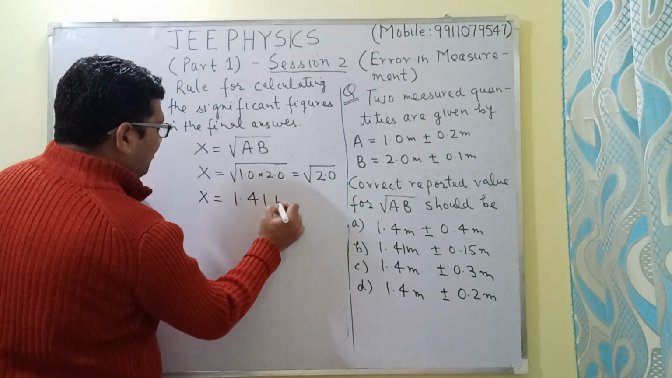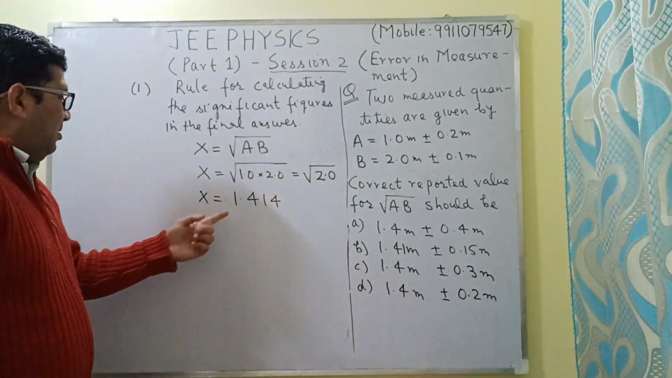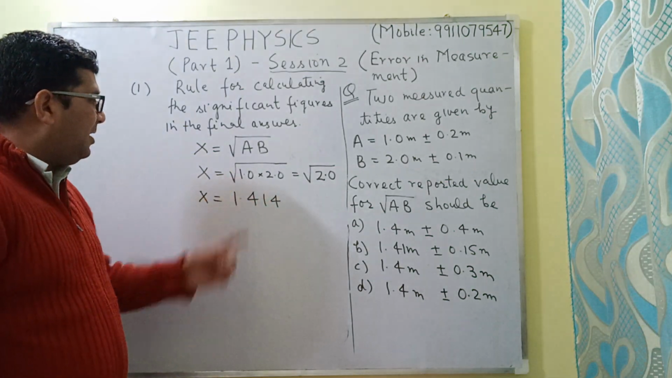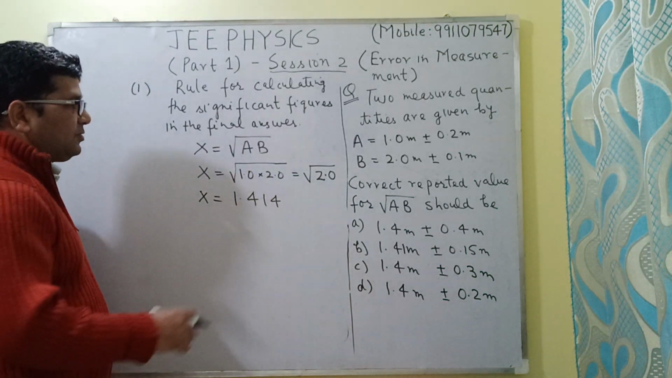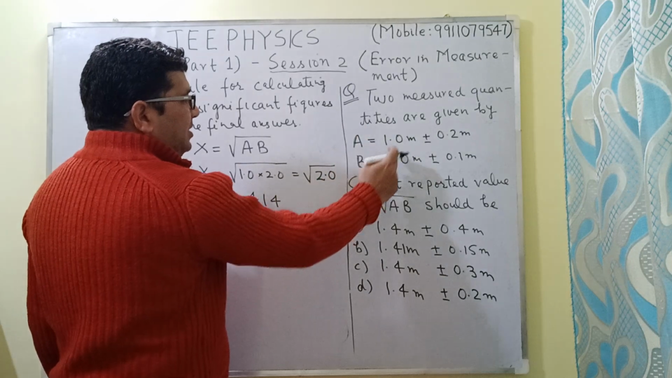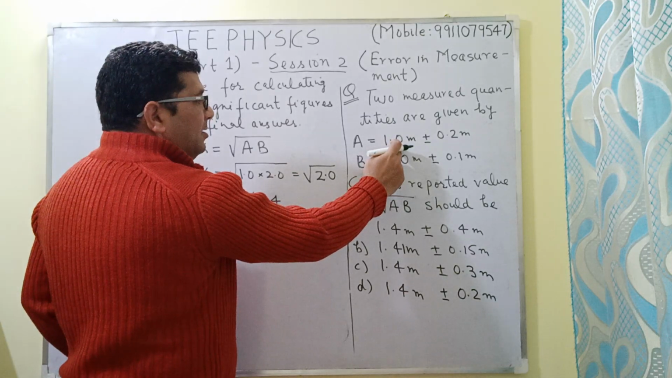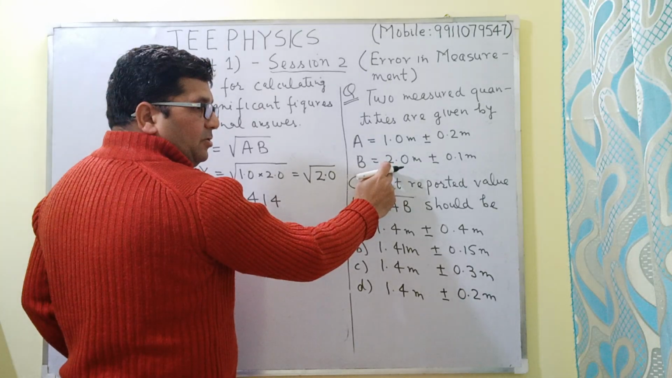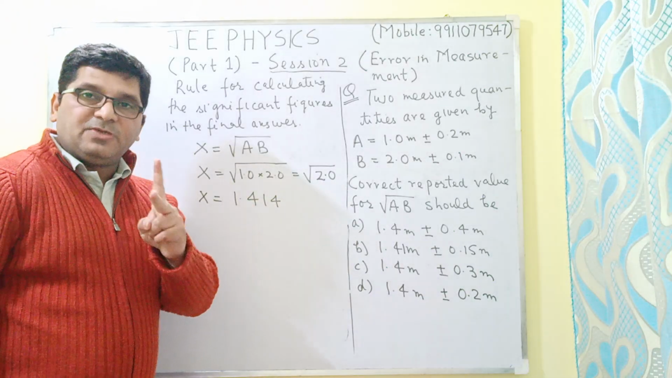be equal to 1.414. But as per the rule for counting the significant figures, the final answer should retain as many significant figures or digits as there are in the number containing the least number of significant digits or figures. In this case, both these two quantities, A and B, have two significant digits. This 1.0 has two significant digits, and this B also contains two significant digits. So the final answer will contain only two significant digits.